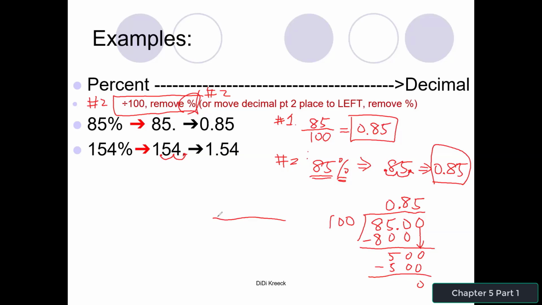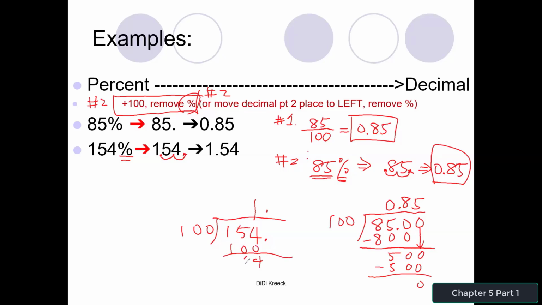Method number 1, simply divide. 154% means per 100, so write down 100, and I can place the decimal point at the end of the last digit of the whole number, and then move that decimal point straight up. Okay, here we have 154 divided by 100. I can have 100 go 1 time.